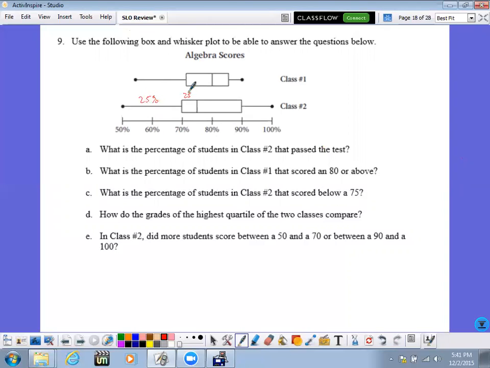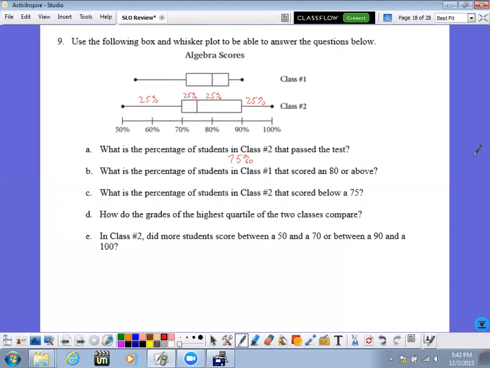each of these sections, even though they look different, are 25%. You could do that to the top as well. I'm going to leave it alone right there. So class 2, percentage of students that passed the test, well, passing is a 70. So 70 and above, there's 25, there's 50, there's 75% of the kids.